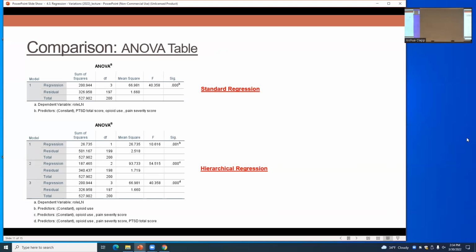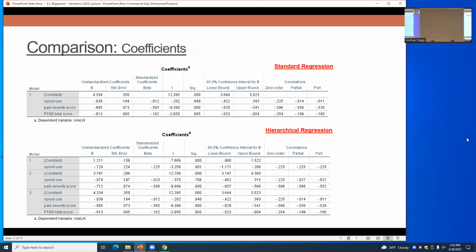Again, just going back, there's nothing special going on in your hierarchical model. You're just running a series of 3 models. You're running a first model with just the 1 predictor, a second model with just 2 predictors, a third model with all 3 predictors. It's going to be identical to your model that you just ran with everything in there in the first place, okay? So nothing changes here.